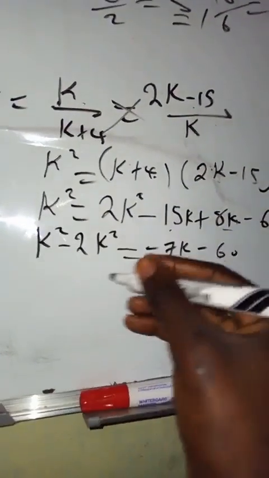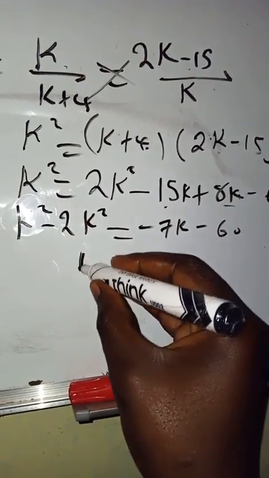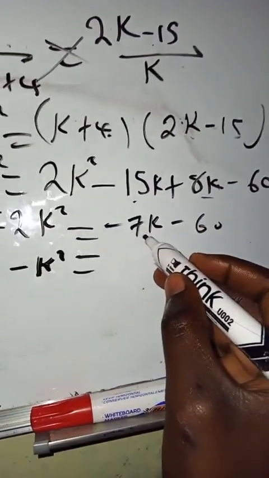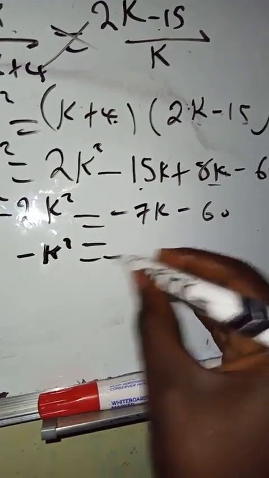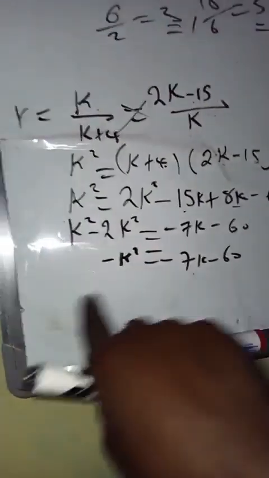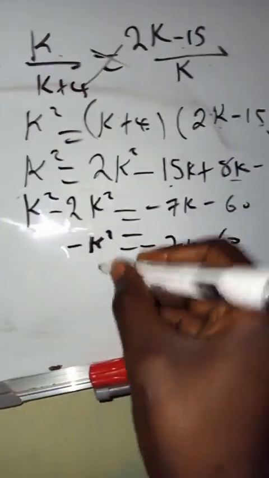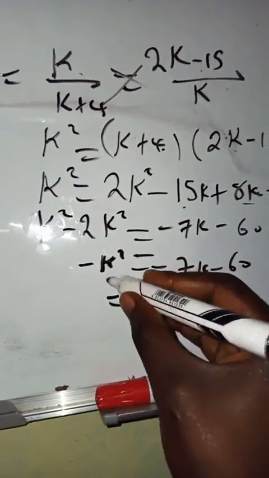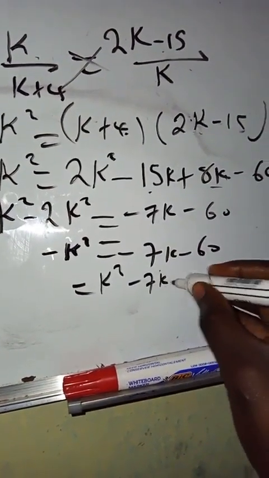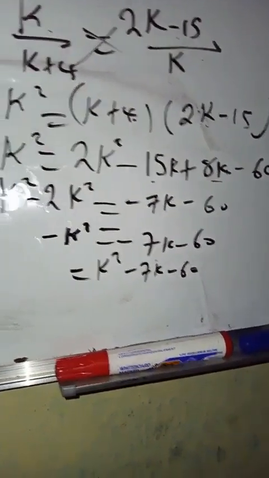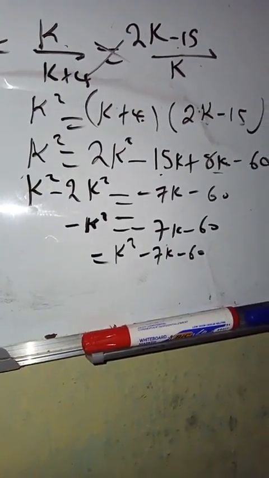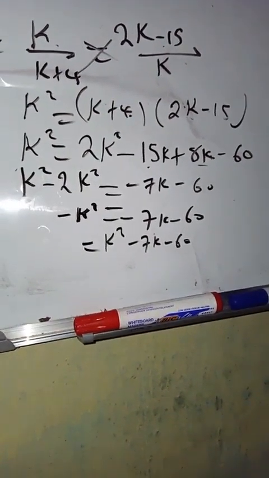K squared minus 2K squared. This will give me negative K squared being equal to negative 7K minus 60. I can bring this other side here. I'm going to have this coming here to be positive, right? So I'm going to have K squared minus 7K minus 60. Reaching this point, I have to factorize. Okay. I simply have to factorize. I need to find the value of K.